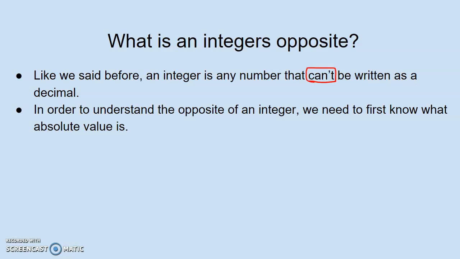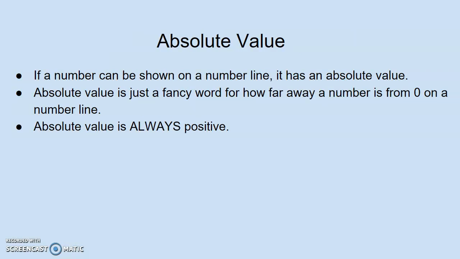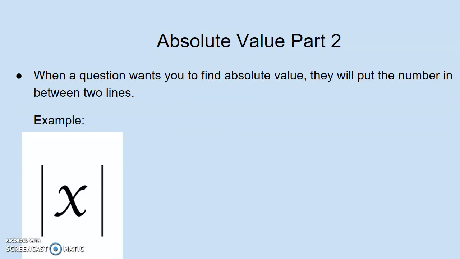So in order to understand the opposite of an integer, we first need to know what absolute value is. Absolute value is just a fancy word for how far away a number is from zero on a number line. So if a number can be shown on a number line, it has absolute value. And absolute value is always positive. Now when a question asks you to find the absolute value, they'll put the number in between two lines. So there's one line here and one line here. So in this question, they're asking you to find the absolute value of x.